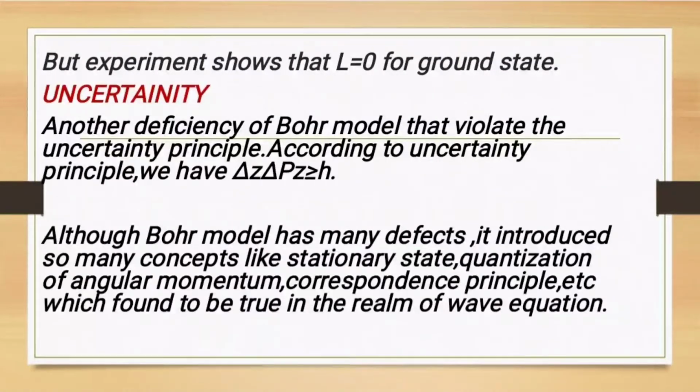Uncertainty. Another deficiency of Bohr model is that it violates the uncertainty principle. According to the uncertainty principle, we have Δz Δp_z ≥ ħ. Bohr model has many defects. It introduced so many concepts like stationary state, quantization of angular momentum, correspondence principle, etc., which were found to be true in the development of the wave equation.